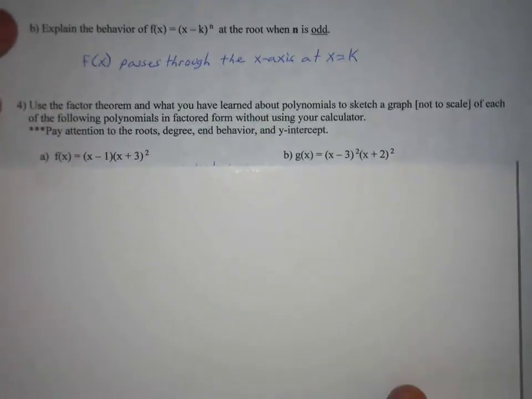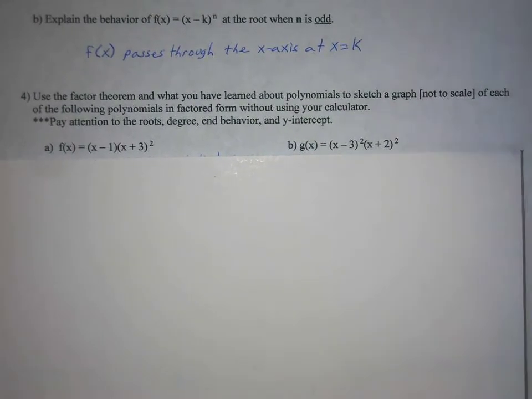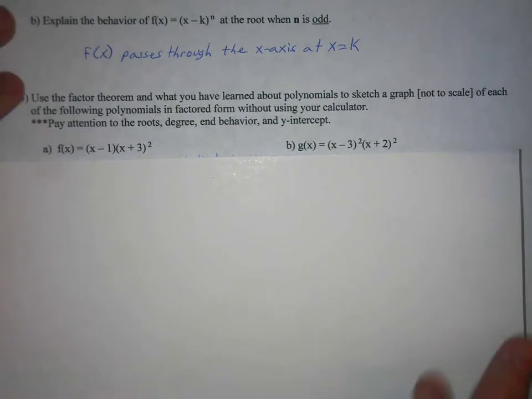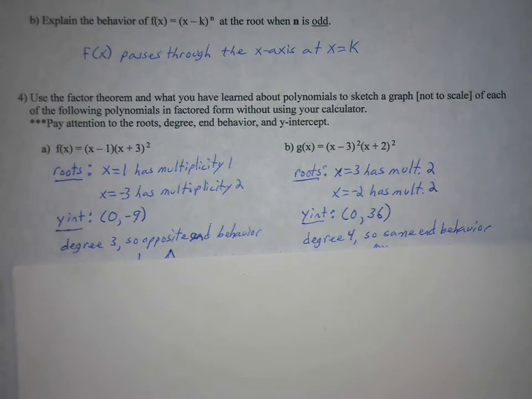Okay, so in number 4, we're going to look at the factor theorem and what we know about polynomials, like with end behavior and these multiple roots, and we're going to sketch a graph. So x minus 1 times x plus 3 squared. What are the things we know here?